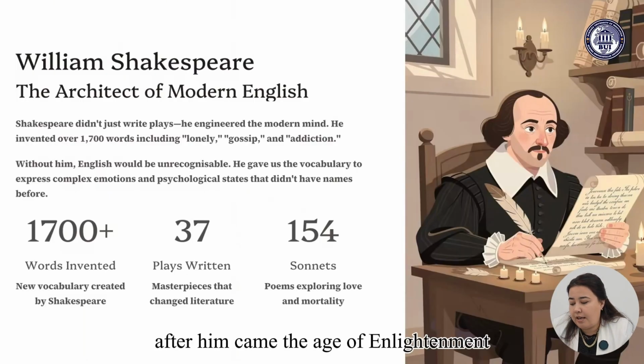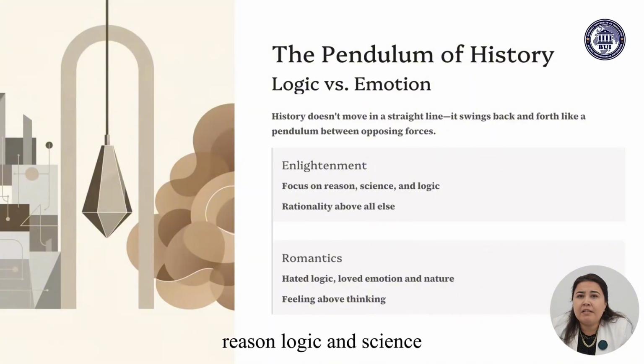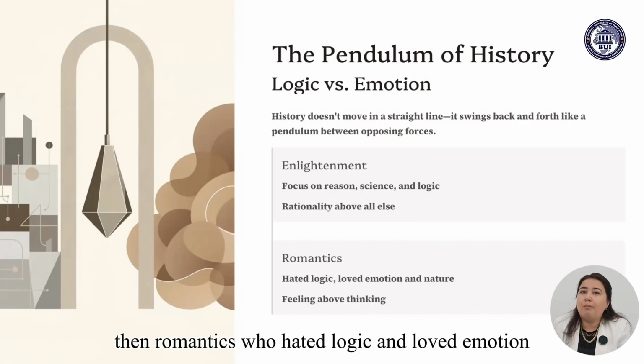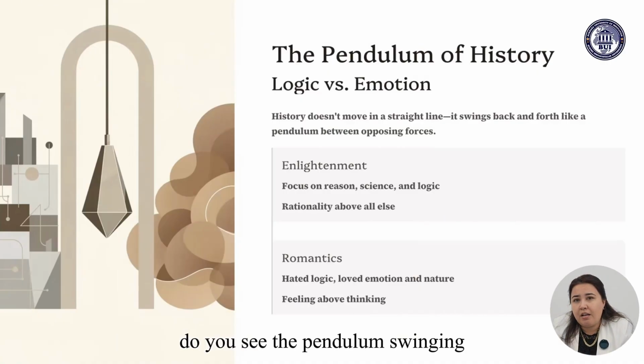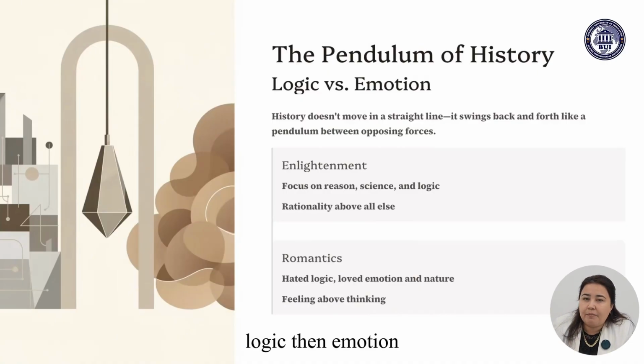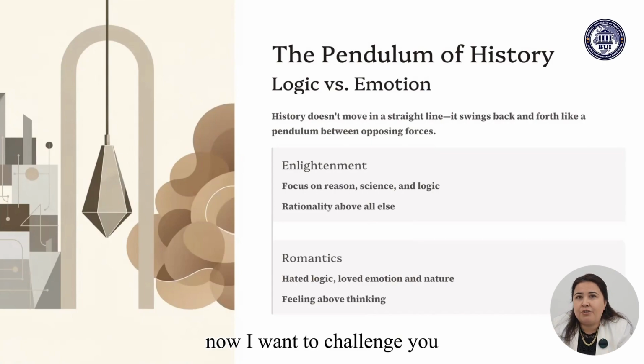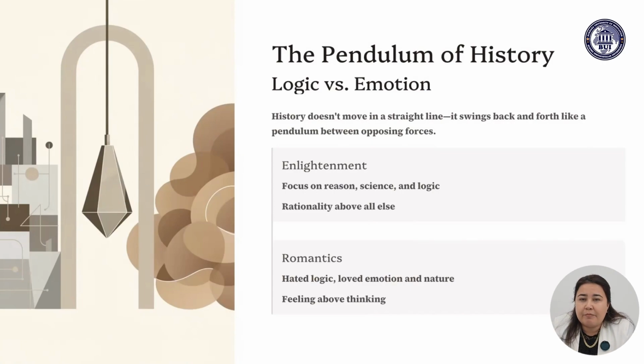After him came the Age of Enlightenment: reason, logic, and science. Then the Romantics, who hated logic and loved emotion. Do you see the pendulum swinging? Logic, then emotion. Now, I want to challenge you. Let's pause everything. Here is the question.